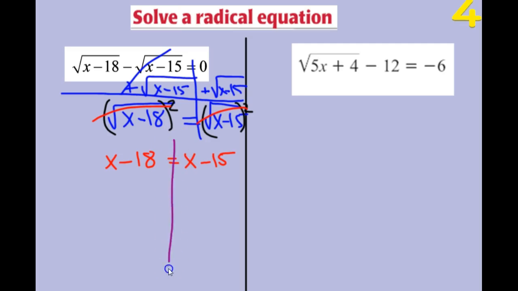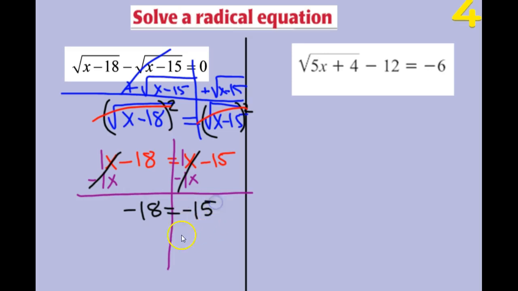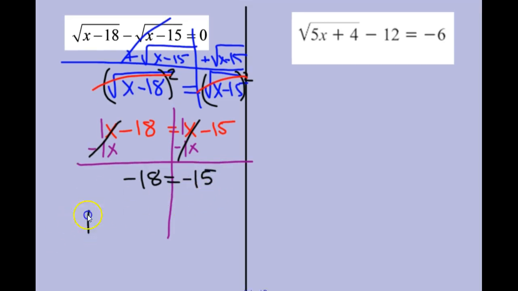So here, when I go to solve this, I want all the x's on the same side. If I subtract this 1x, these eliminate and those eliminate. 1 minus 1 is nothing. There's no x's left, so you don't even write an x. We have negative 18 equal to negative 15. Well, we can't have that, so this one would be no solution.